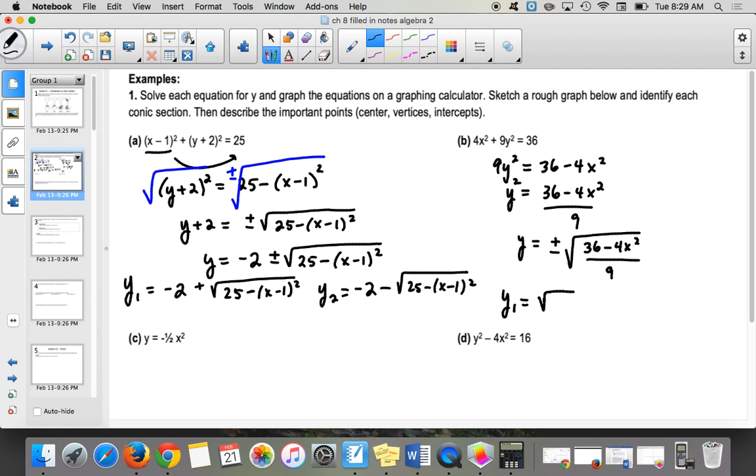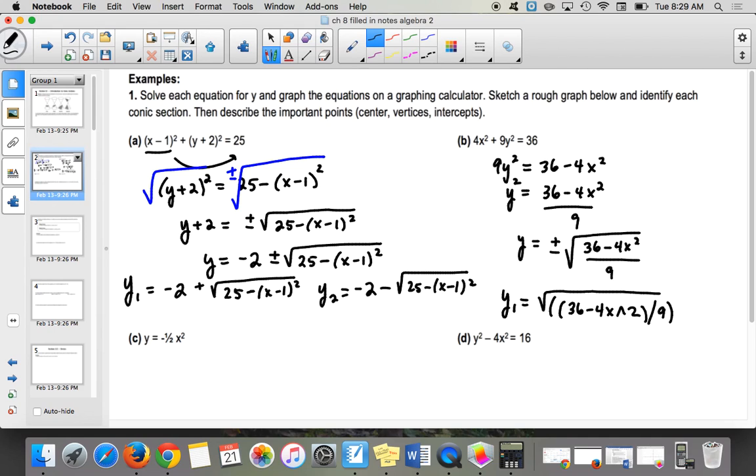So the first one's going to look like this. It's going to have a kind of like a plus in front of it. We don't write the plus though. So I'm going to do parenthesis, and then I'm going to do another parenthesis. 36 minus 4x raised to the 2 is what I'm going to put in. And then I'm going to do divided by 9 and then another parenthesis.